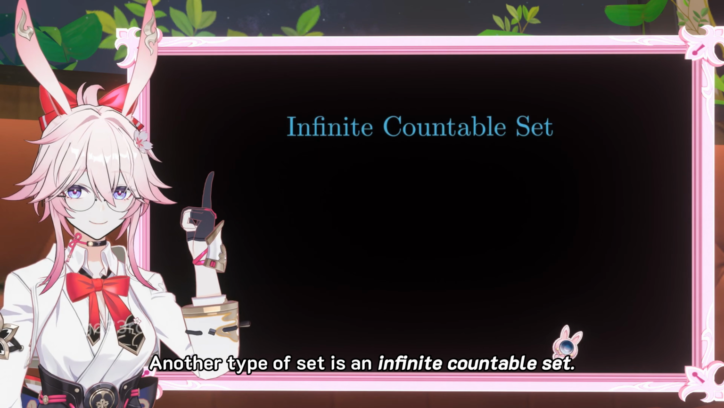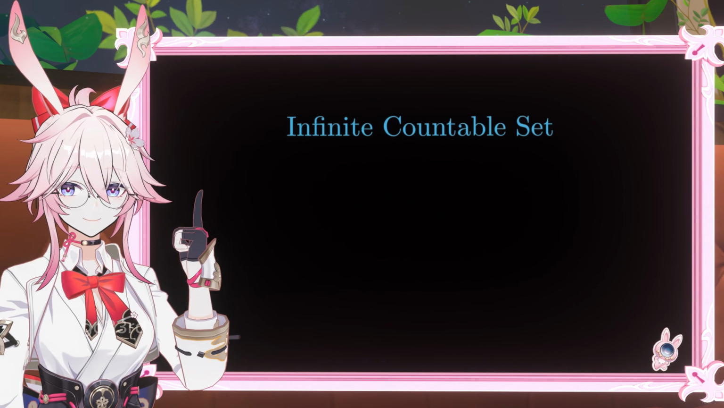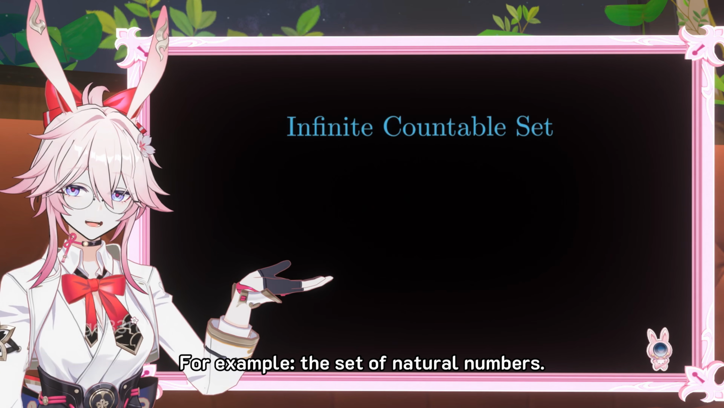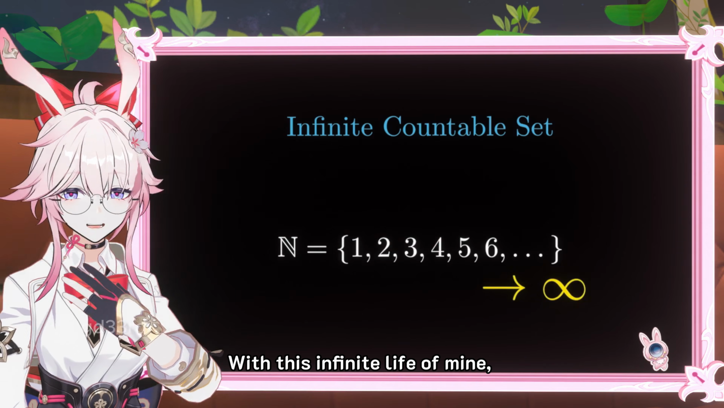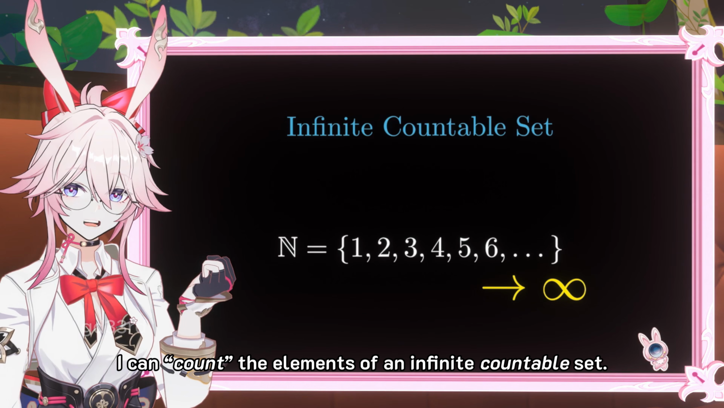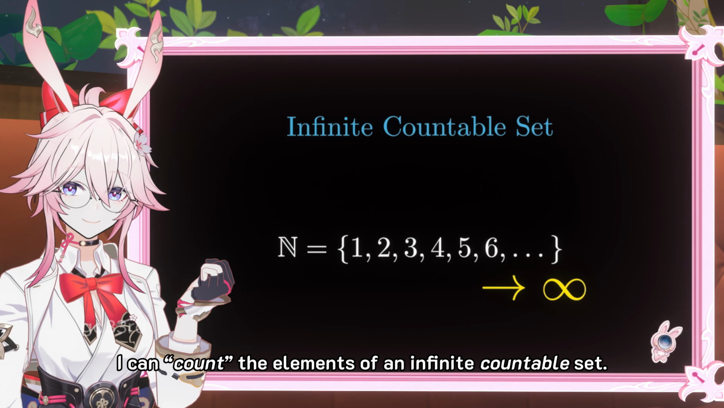Another type of set is an infinite countable set. For example, the set of natural numbers 1, 2, 3, 4, and so on. With this infinite life of mine, I can count the elements of an infinite countable set.